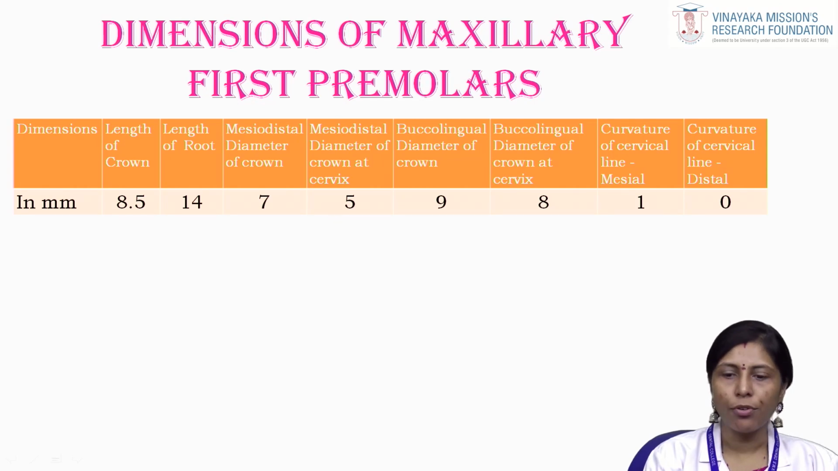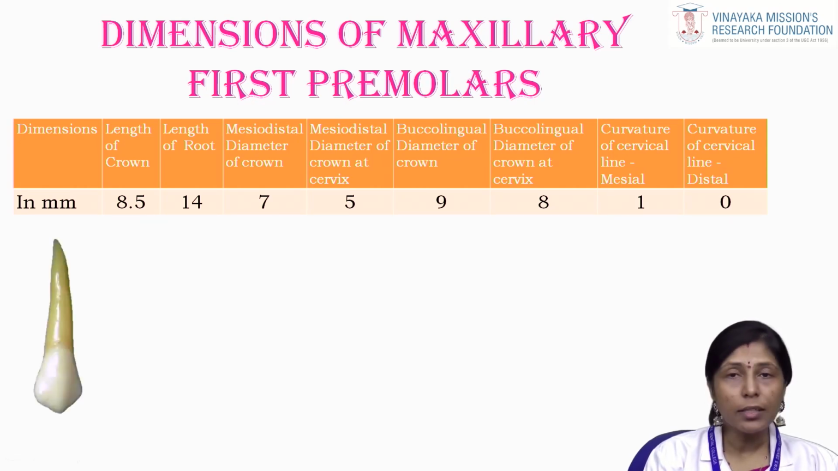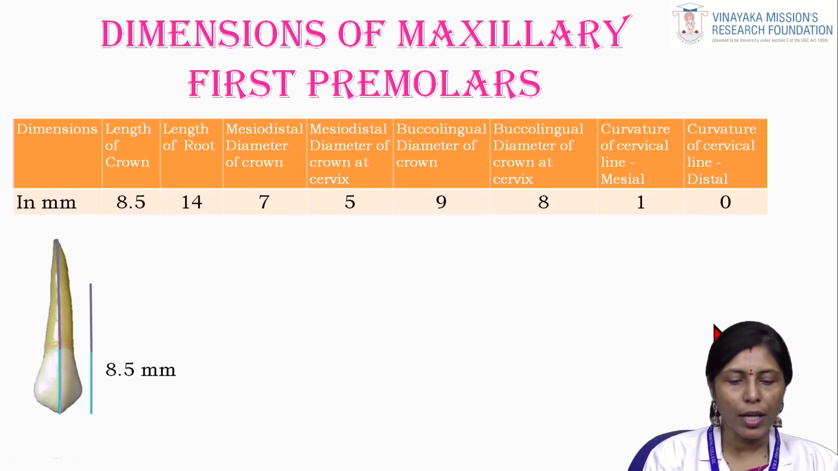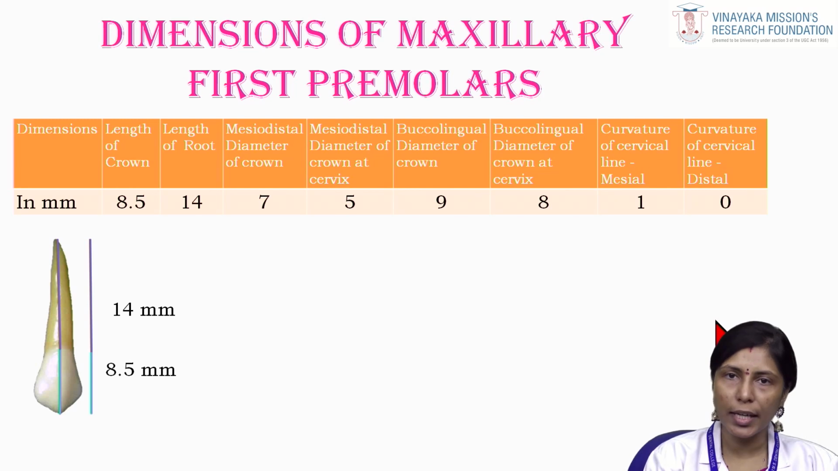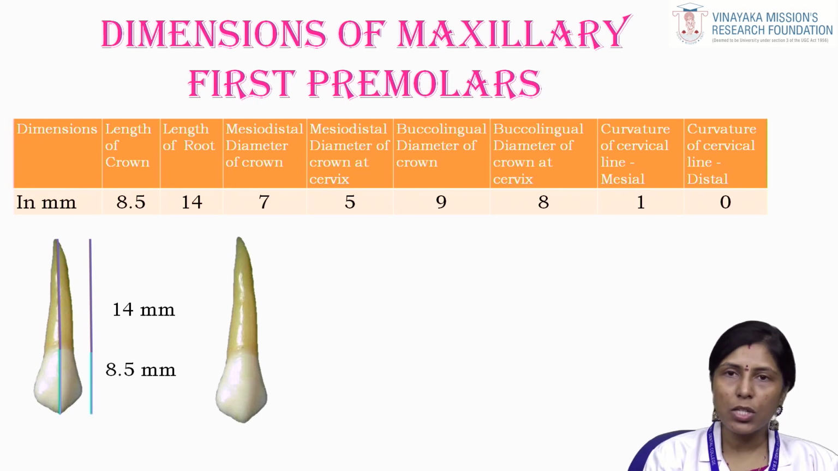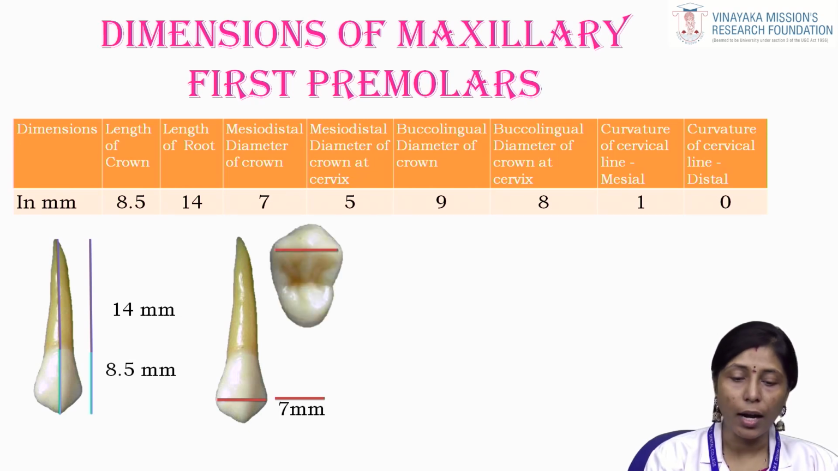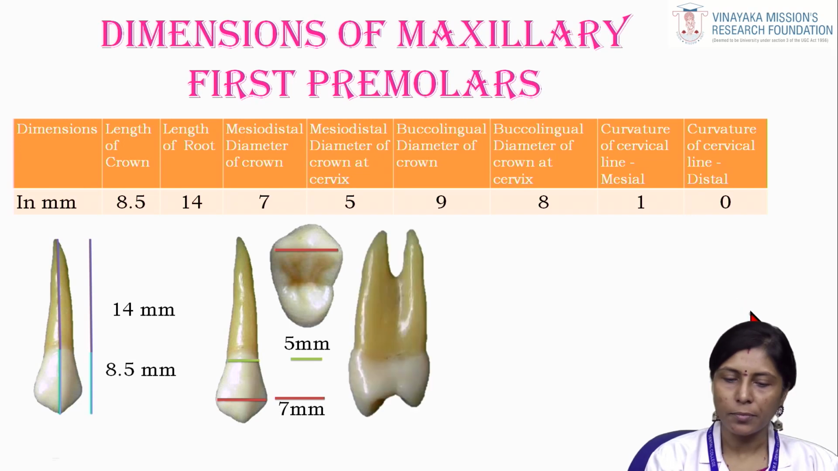Next, coming to dimensions of maxillary first premolar. This is the labial aspect of the tooth, right? Length of the crown is 8.5 mm. Length of the root is 14 mm. So total length of the tooth is 22.5 mm. The mesiodistal diameter at the maximum contact region is 7 mm, whereas the mesiodistal diameter of the crown at the cervix is 5 mm. So this is the occlusal aspect. Here in the maximum contact region, the mesiodistal diameter is 7 mm, right?